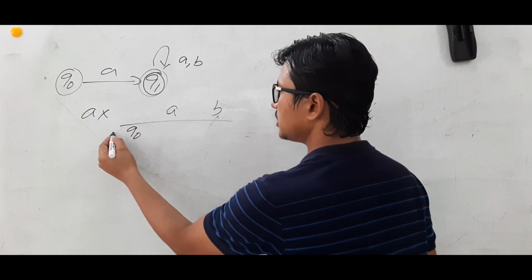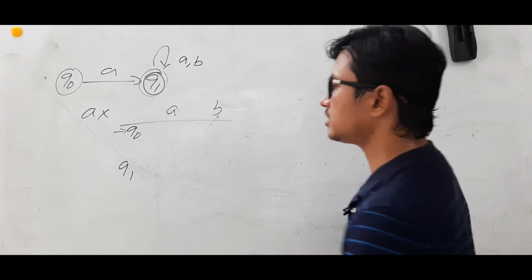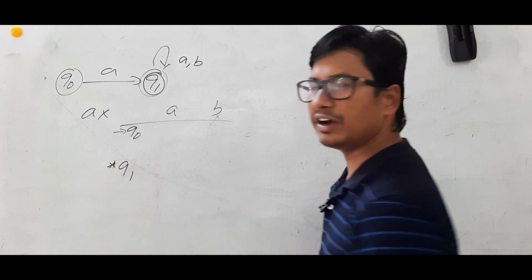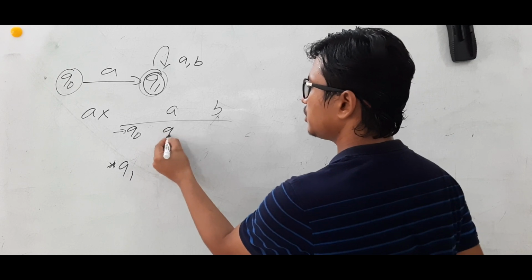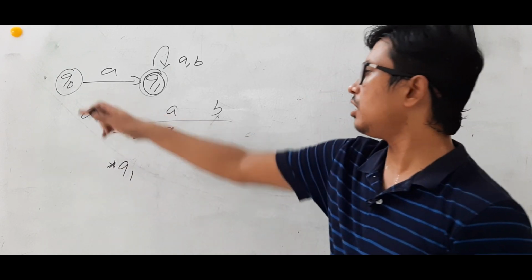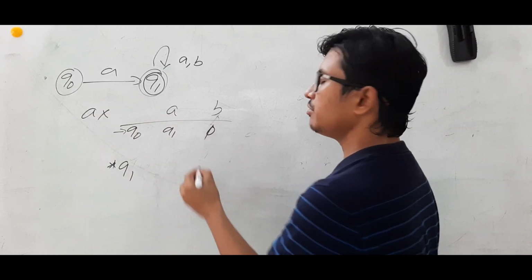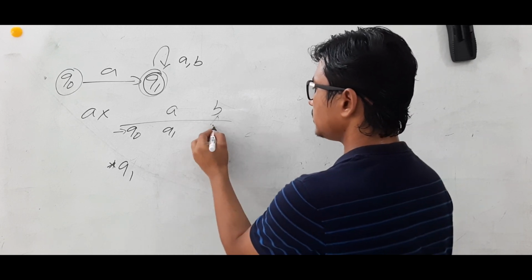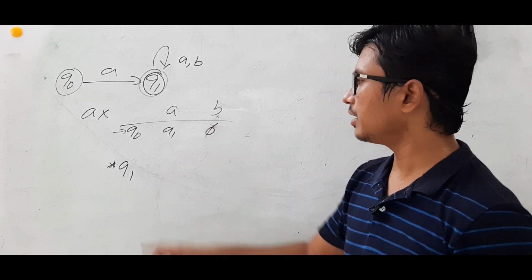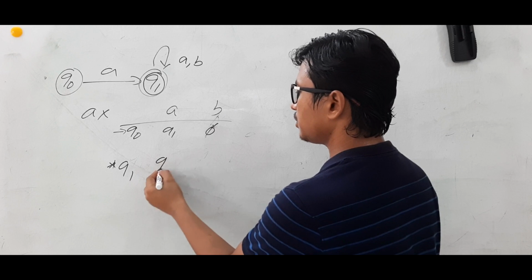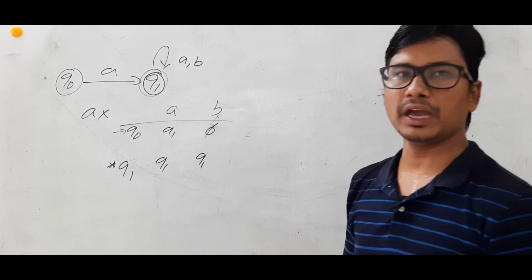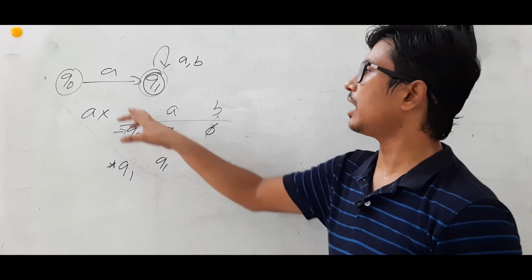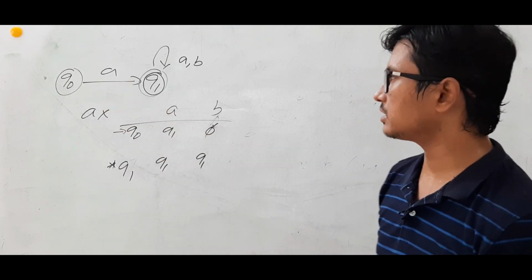So what is the initial state here? Q0 is the initial state and Q1 is the final state. Now if you see, Q0 on A is going to Q1. Q0 on B, it is not going anywhere. Okay? It is not going anywhere. Q1 on A is going to Q1. Q1 on B is going to Q1. So we have easily obtained the transition table from the transition diagram.